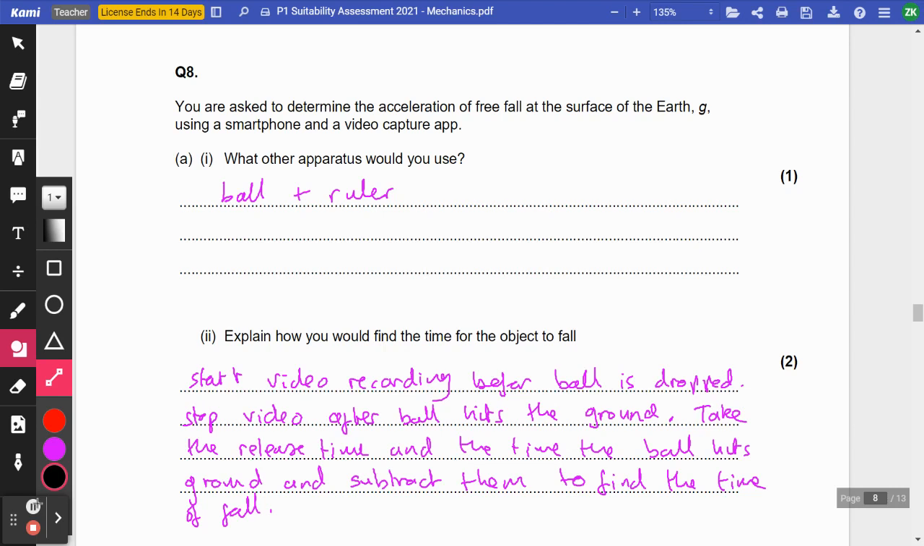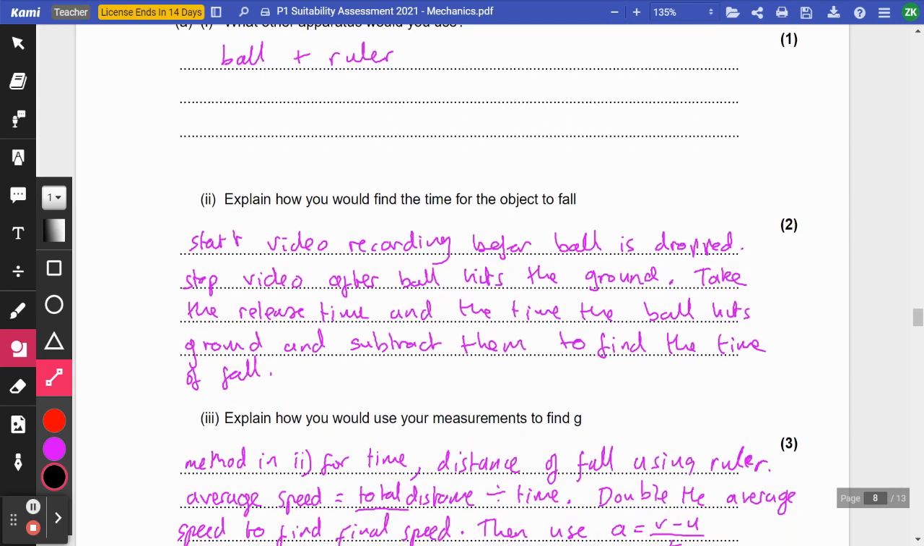So without a falling object, without a distance measurement device, and a time measurement device, which is already included in the question, you can't work out the value for G. So both of these are required for the mark. Now, explain how you would find the time for the object to fall.